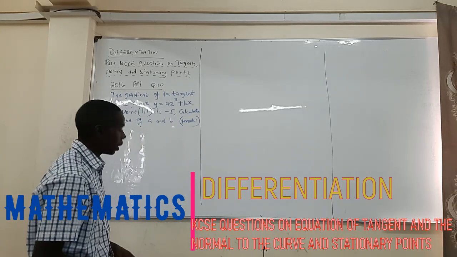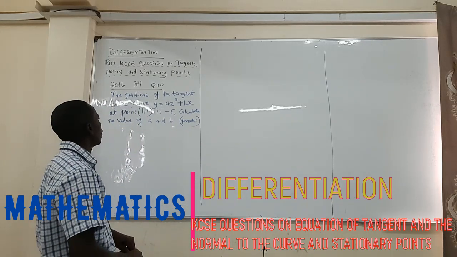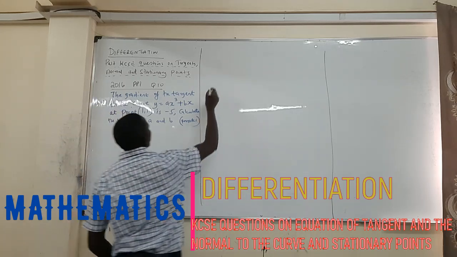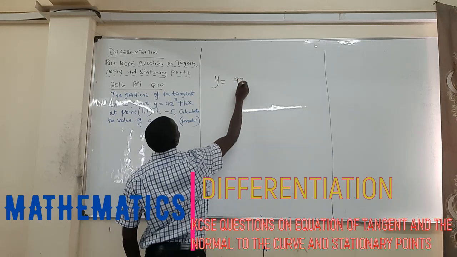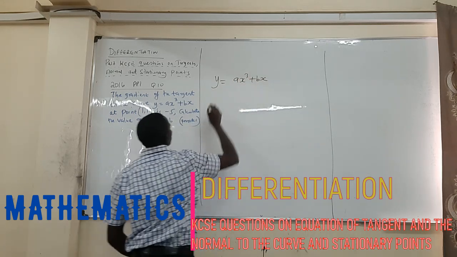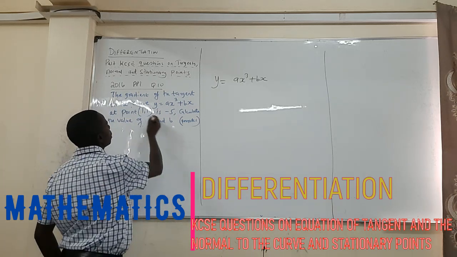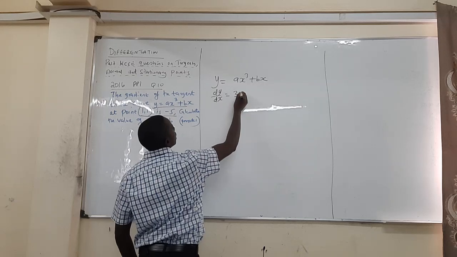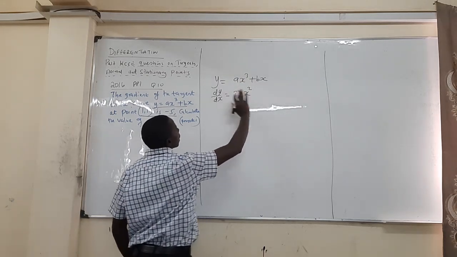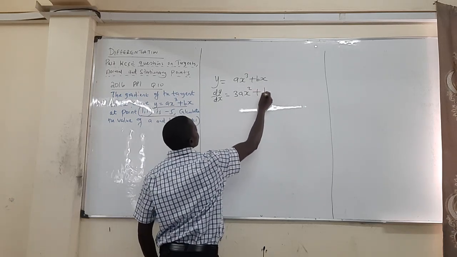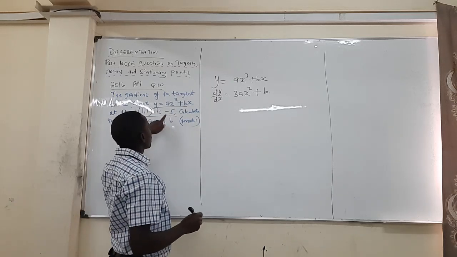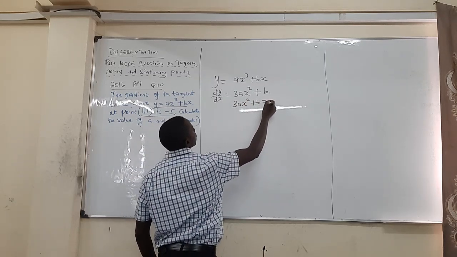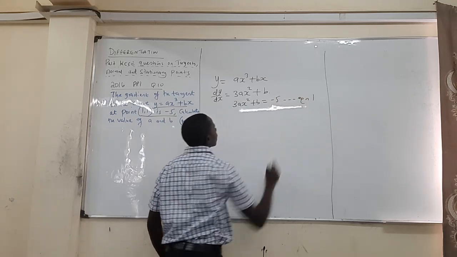So for this question, we are going to first get the derivative. The curve is y equals ax cubed plus bx. And we know that to get the gradient function, we differentiate our curve. So dy over dx equals 3ax squared, we drop 3, then subtract 1, plus b. This gradient function is what gives us the gradient as minus 5. So we equate 3ax squared plus b equals minus 5. So that is equation 1.